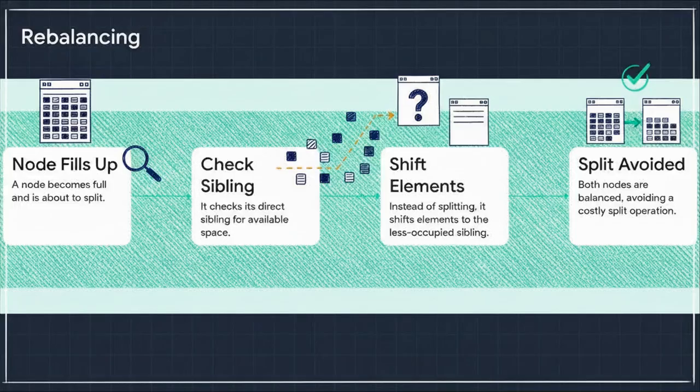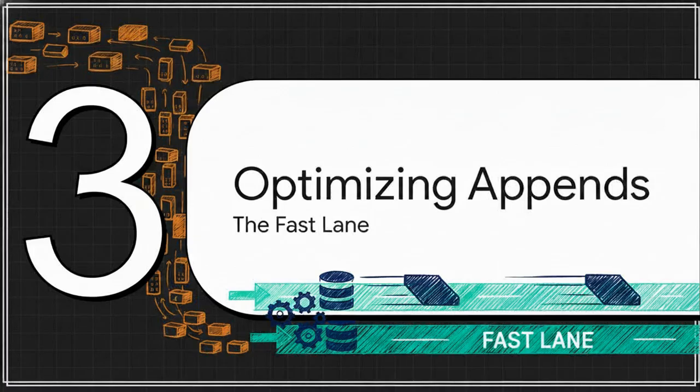This is where rebalancing comes in, and it's such a smart solution. Instead of just splitting the page right away, the system takes a peek at its next-door neighbor, and if that sibling page has some free space, bam, it just shifts a few elements over. It's that simple. It's this one tiny, intelligent check that completely avoids a way more expensive operation. It keeps our pages way fuller and our whole index nice and compact. So much better.